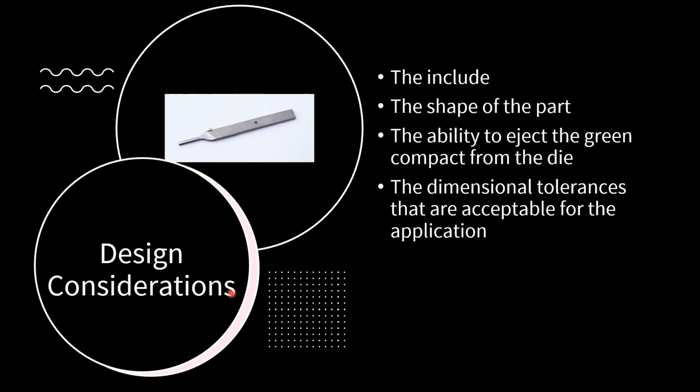Design considerations. They include the shape of the part and the ability to eject the green compact from the die. That's after mixing and blending, and then the dimensional tolerances that are acceptable for the application. So these design considerations deal with the shape: the shape of the part, the ability to eject the green compact, and the dimensional tolerances. You consider all of that in your design considerations.